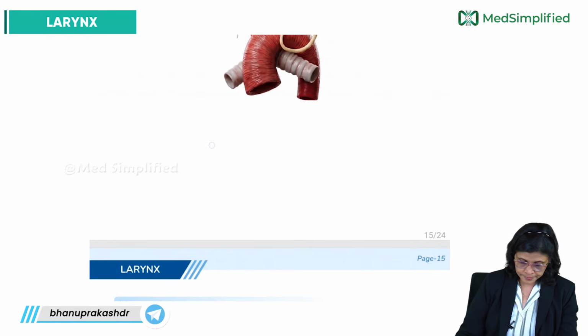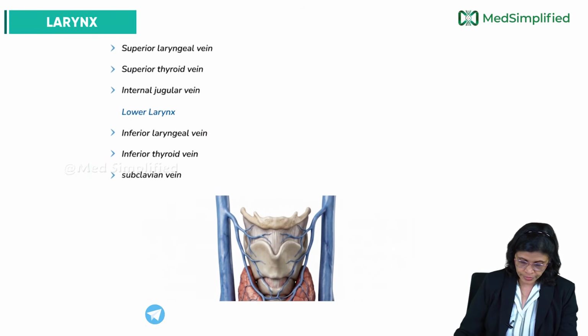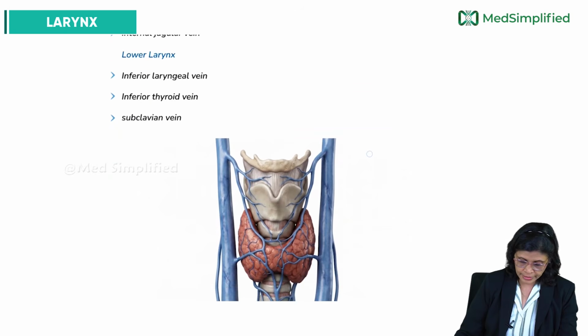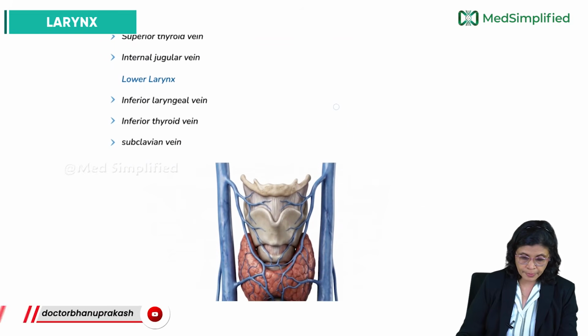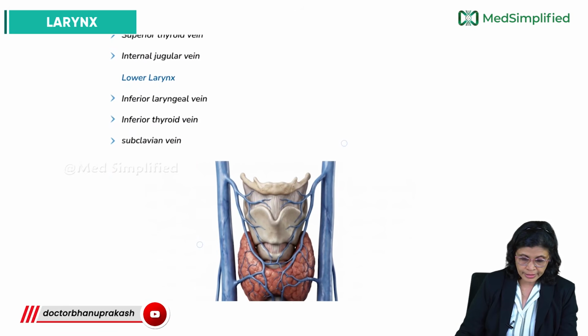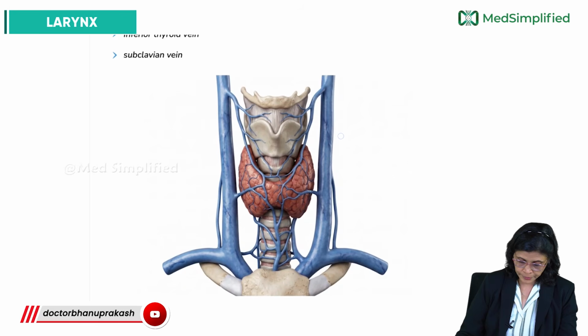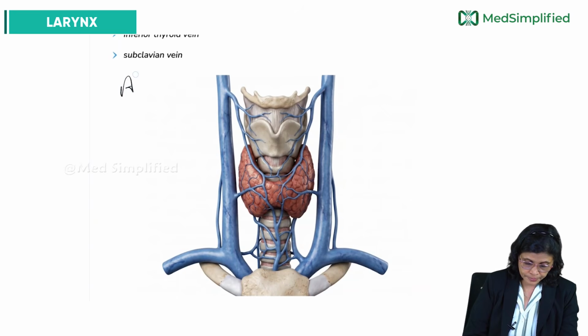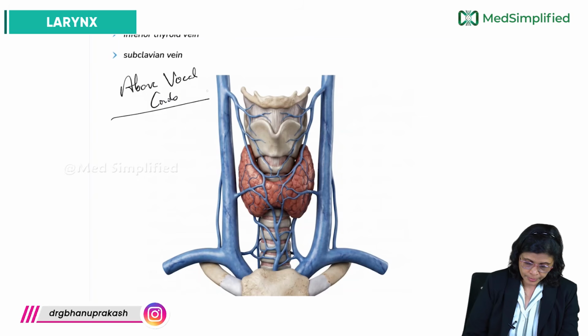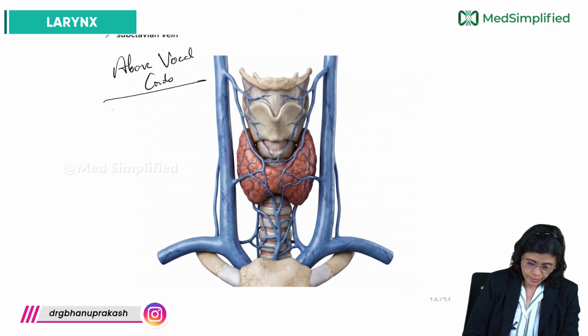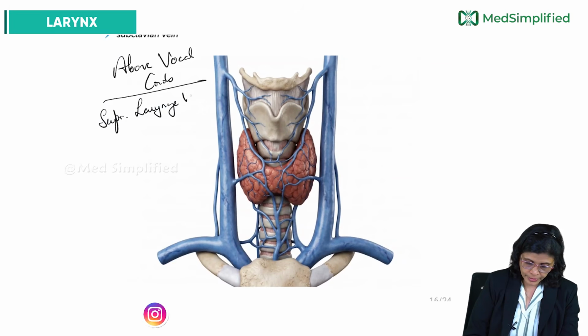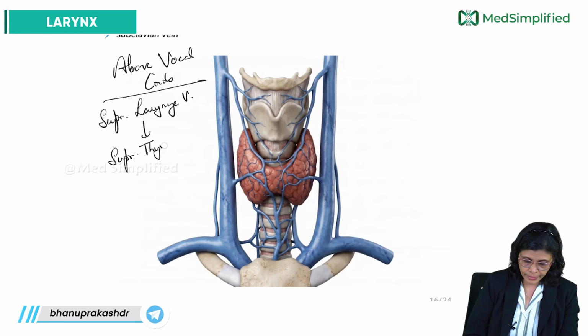Then coming to the venous drainage. Superiorly, above the vocal cords, it drains into the superior laryngeal vein, which drains into the superior thyroid vein.